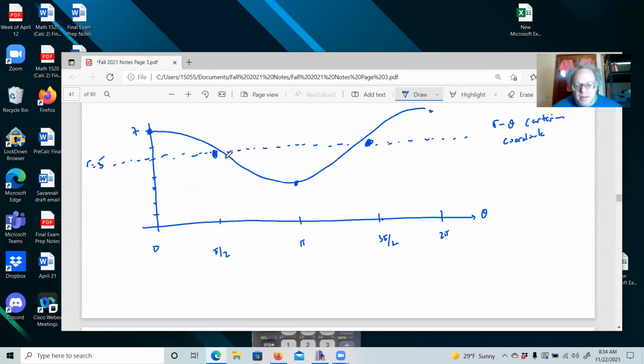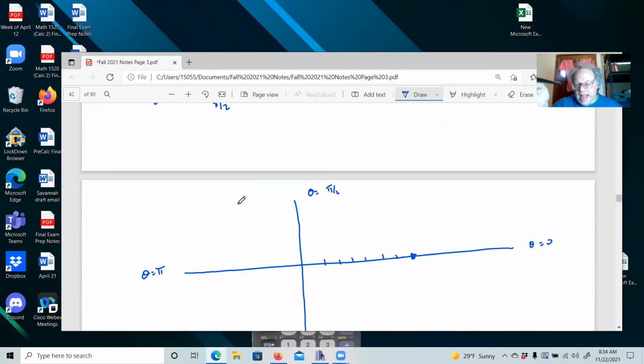Now it sweeps up to 5 when we get to pi over 2. So as my angle is moving from 0 to pi over 2, the r is getting a little bit smaller. So 1, 2, 3, 4, 5. So we're going to go from here to here.